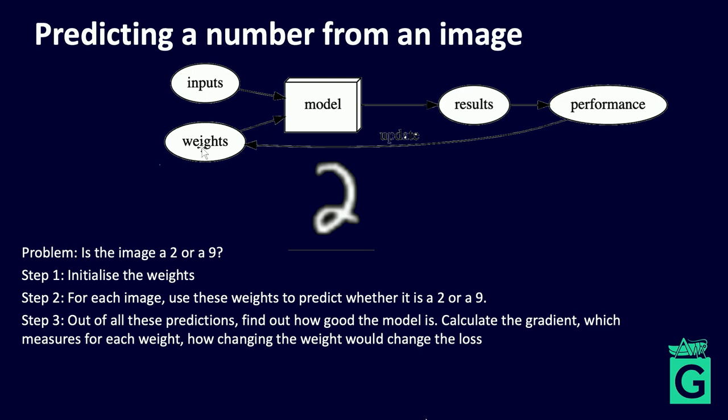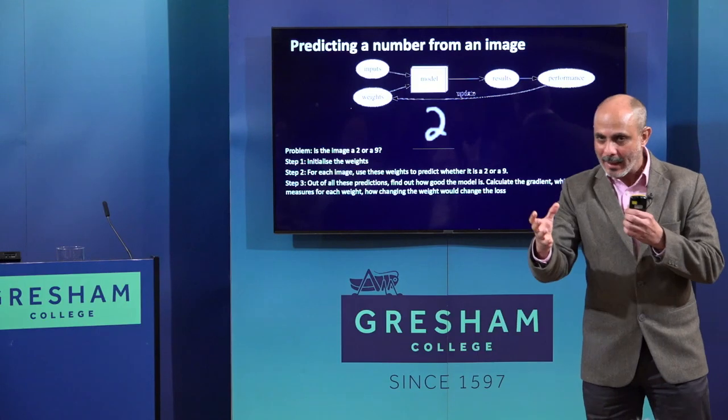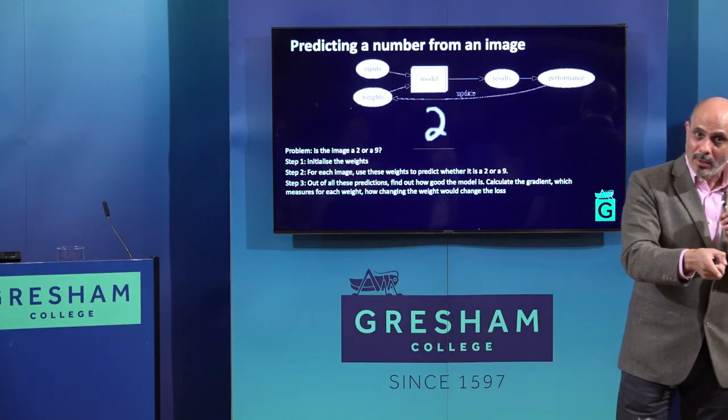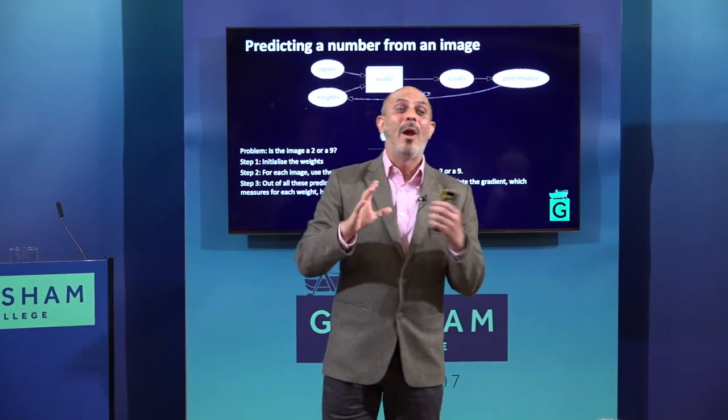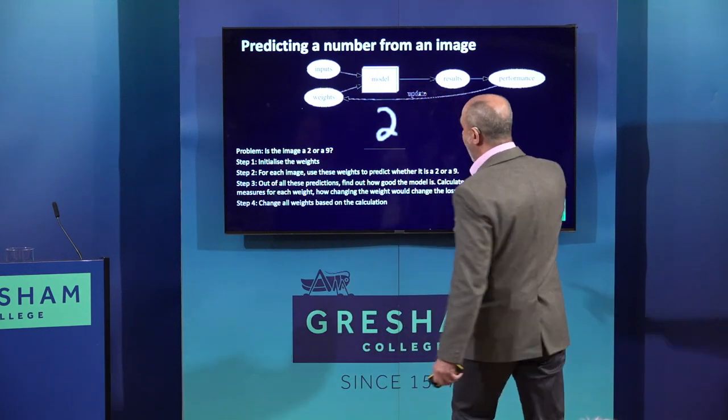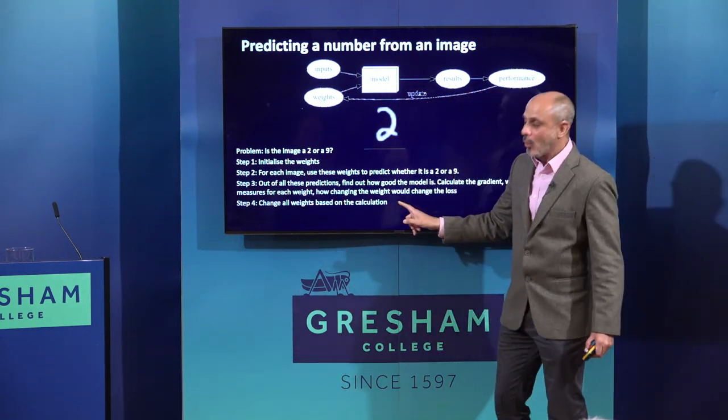So we know somebody has told the computer this is a 2 or this is a 9. So you check that. You say, OK, I predicted it's a 2. The computer says it's a 9, so my prediction was wrong. That means my weights are wrong. So what do I need to do? I change all my weights. So I retry it again.